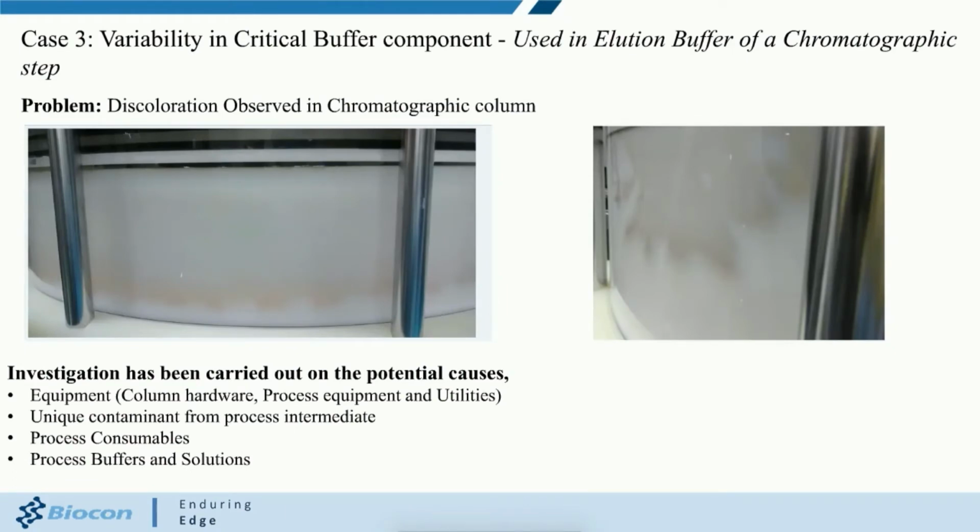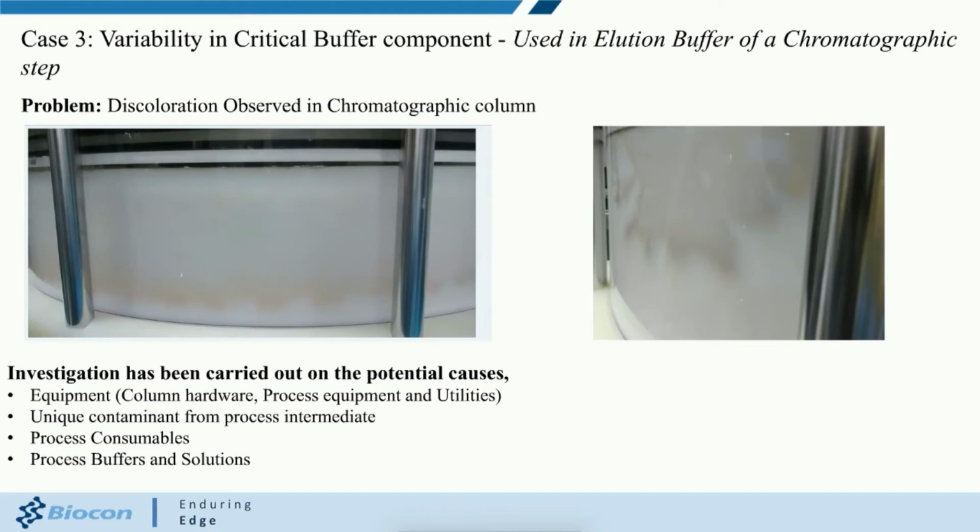Coming to the third case study, this is specific to one of the raw materials, the citrate component. We use this in the elution buffer of one of the chromatography steps. If you see the chromatography columns, you can identify these are very large scale columns. You see a very brown color inside the resin. Basically the resin is completely transparent and whitish in nature, but the resin has completely turned brown.